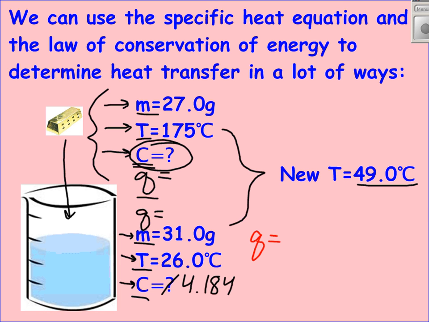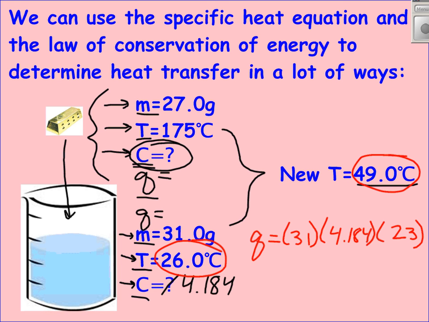My Q for the water is going to be equal to the mass, which is 31, times the specific heat, which is 4.184, times the change in temperature. The water was originally 26, but it increased to 49. That change in temperature is 23 degrees Celsius. Notice it's positive because it's raising instead of lowering. By multiplying those three numbers together, I'm going to get the amount of energy absorbed by the water. My water absorbed approximately 2,983 joules.